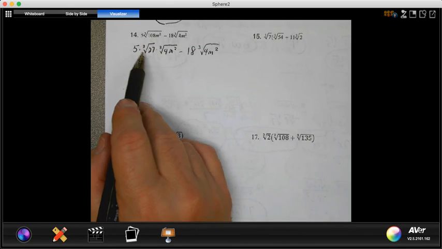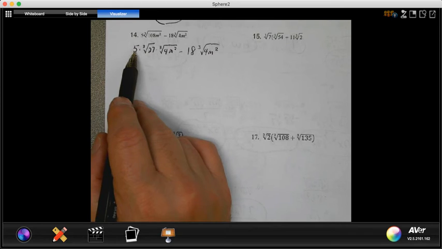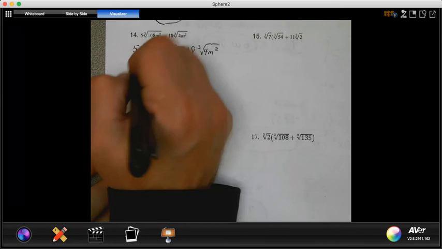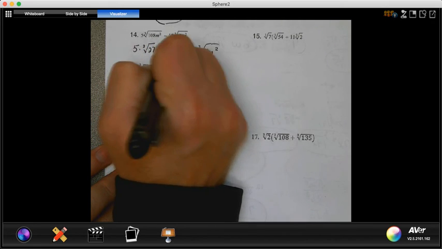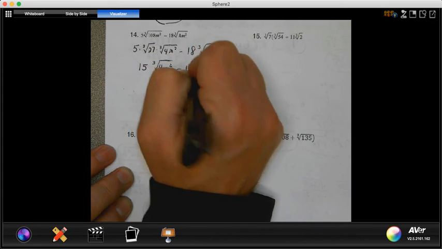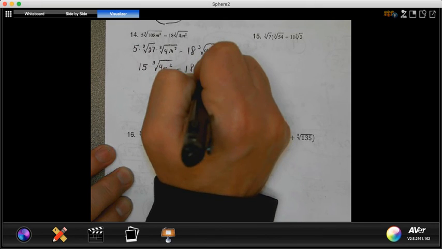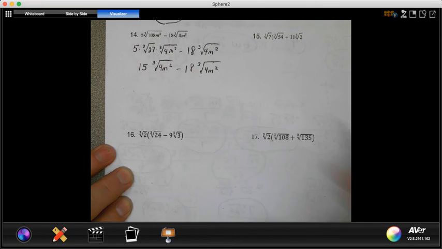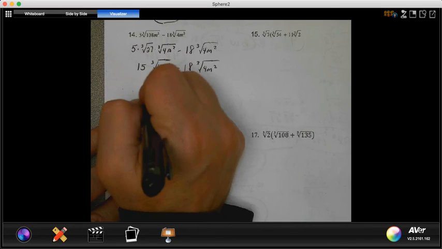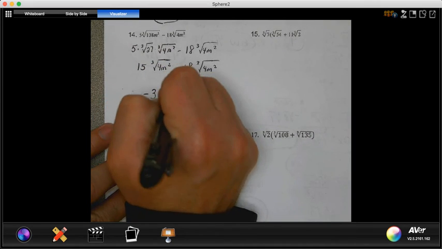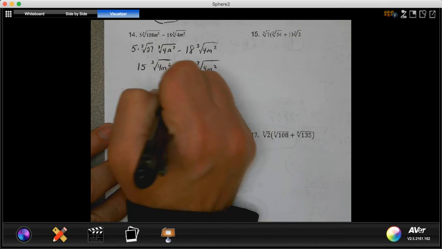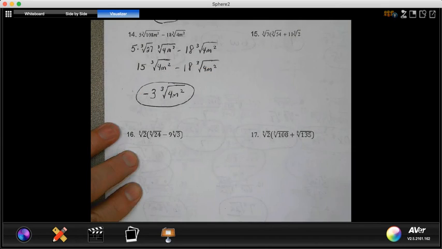We'll do some mental math. Cube root 27 is 3, 5 times 3 is 15. So this is 15 cube root 4m squared minus 18 cube root 4m squared. And when I combine my like terms, that's negative 3. So I have negative 3 cube root 4m squareds. That's good stuff.